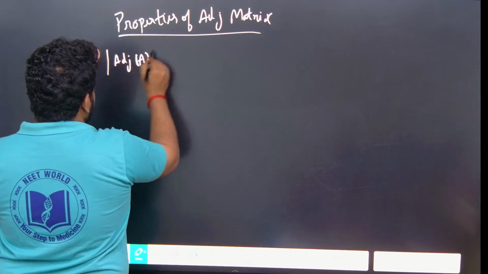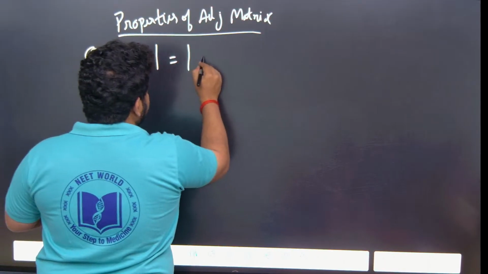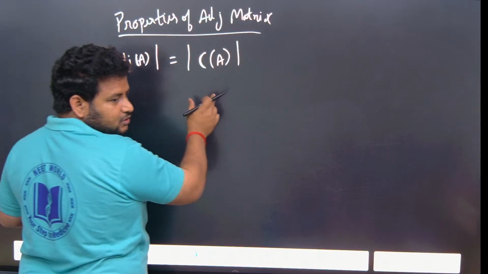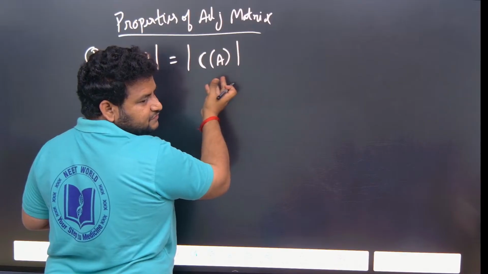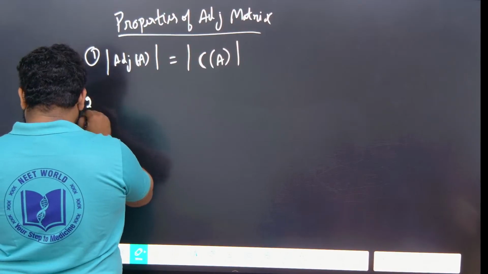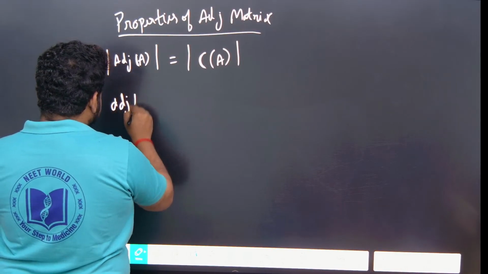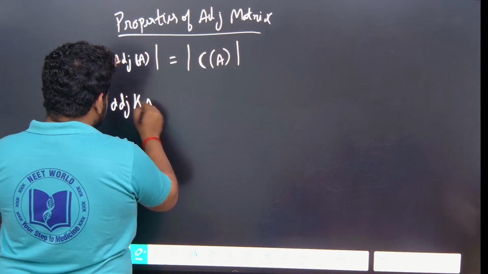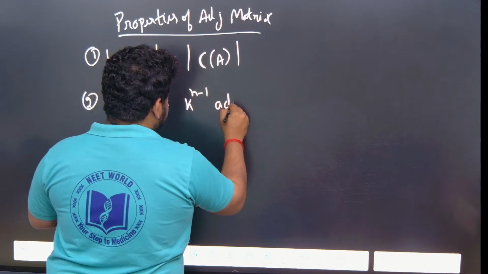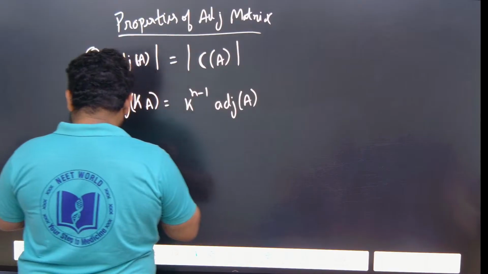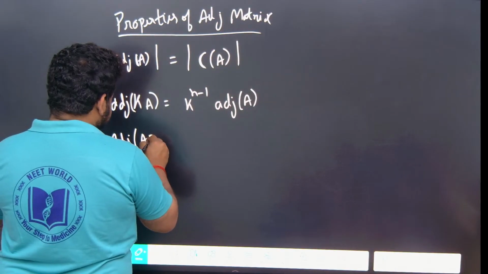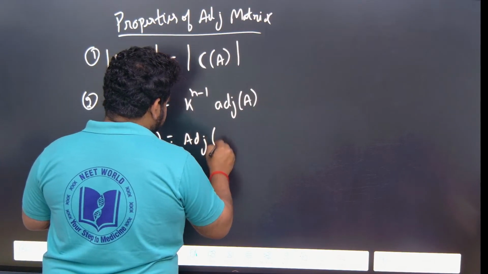Determinant of adjoint of A is equal to determinant of cofactor of A, because they are nothing but transposes of each other, so you will get the same determinant value. Next, adjoint of K times A is equal to K power n minus 1 times adjoint of A. Third, adjoint of AB is equal to adjoint of BA.